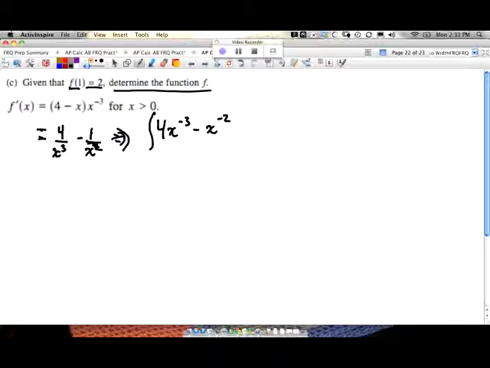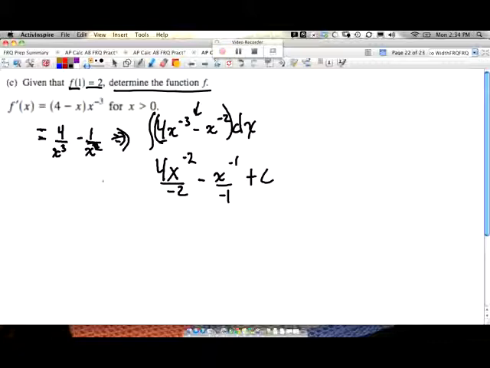So that's what we're doing. Take the antiderivative. Well, this constant 4 just stays there, and then we're going to do each of these separately because of the subtraction sign right there, and then we can just add 1 to each power and divide by that number. So that's going to be 4x to the negative 2 over negative 2 minus x to the negative 1 over negative 1 plus c, of course.